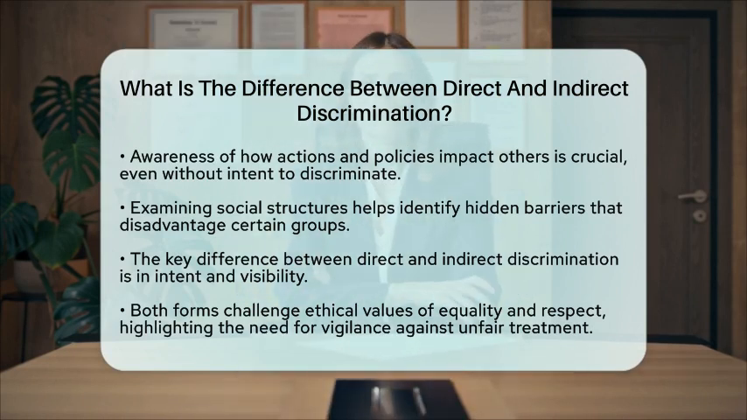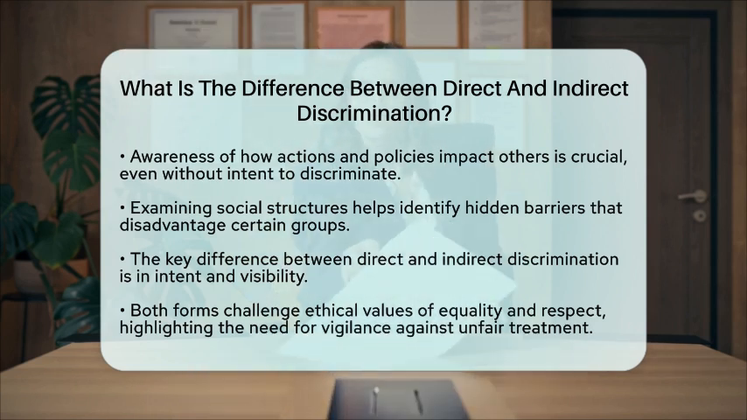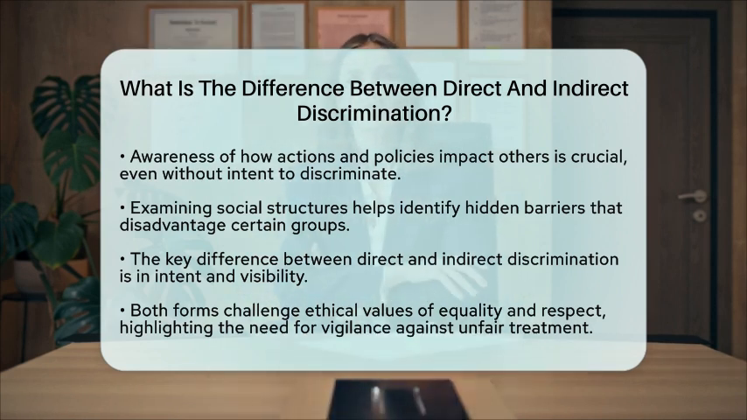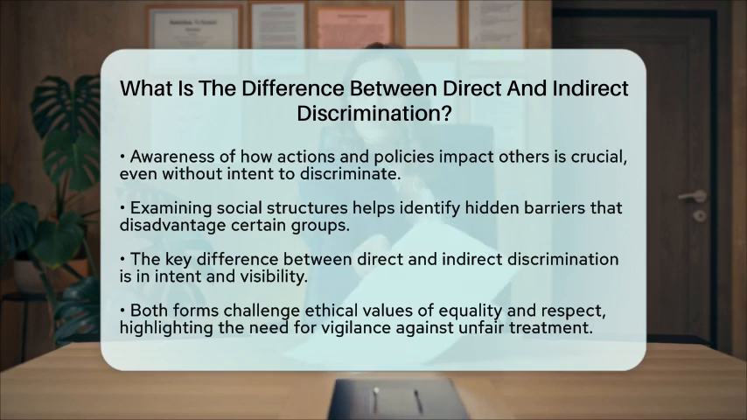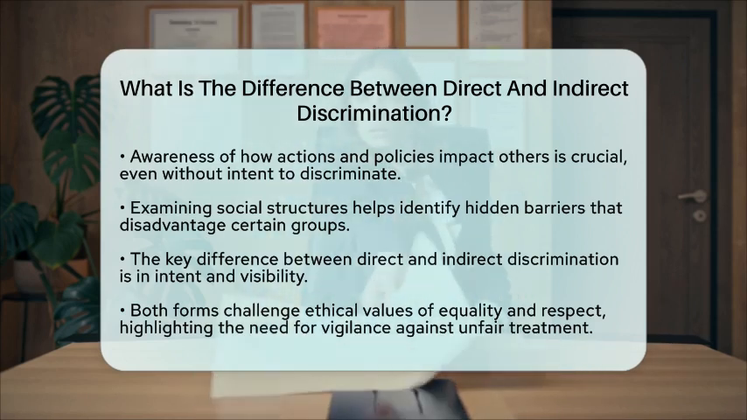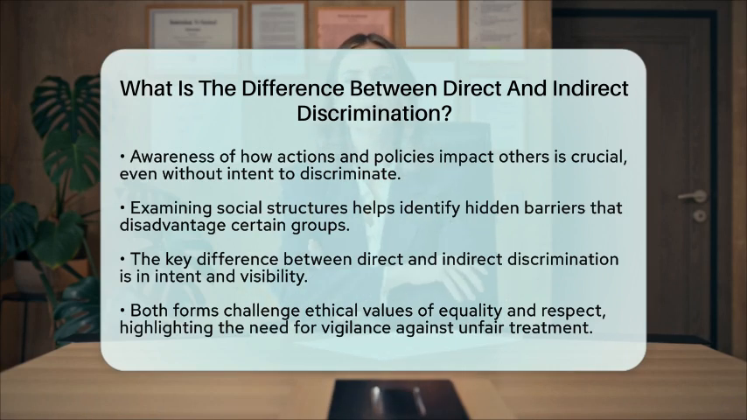In summary, the main difference between direct and indirect discrimination lies in intent and visibility. Direct discrimination is an explicit and intentional act, while indirect discrimination arises from neutral policies that unintentionally harm specific groups. Both forms challenge our ethical values of equality and respect, reminding us of the importance of vigilance in recognizing and correcting unfair treatment in all its forms.